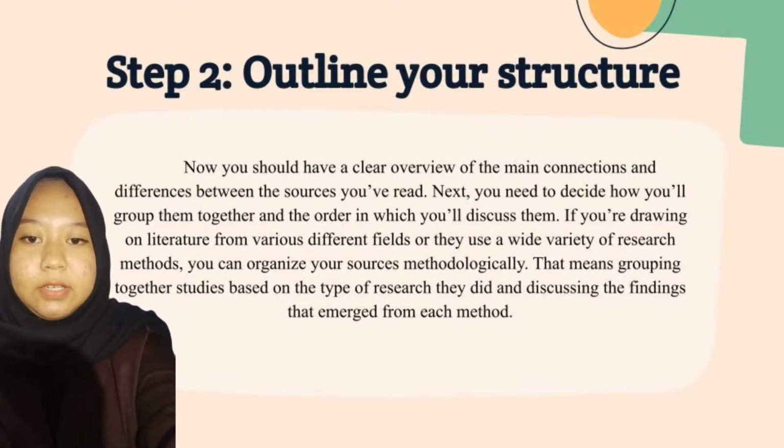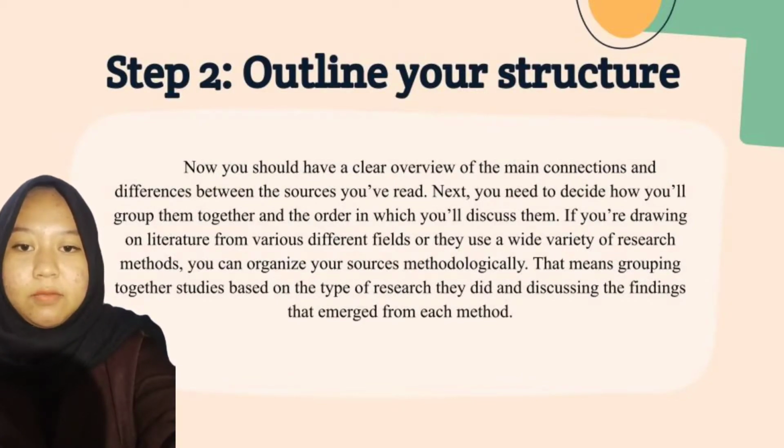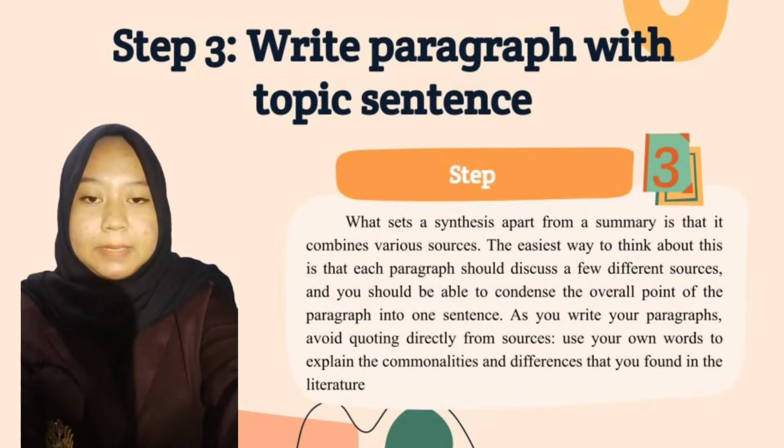Step 2. Outline your structure. Now, you should have a clear overview of the main connections and differences between the sources you have read. Next, you need to decide how you will group them together and the order in which you will discuss them. If you are drawing on literature from various different fields or they use a wide variety of research methods, you can organize your sources methodologically. That means grouping together studies based on the type of research they did and discussing the findings that emerged from each method.